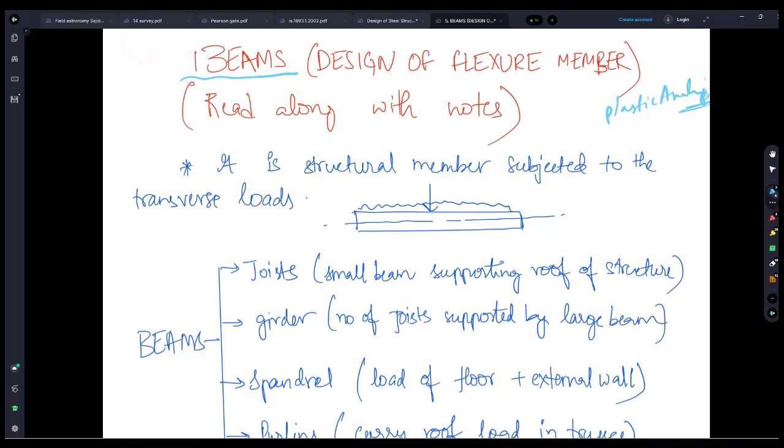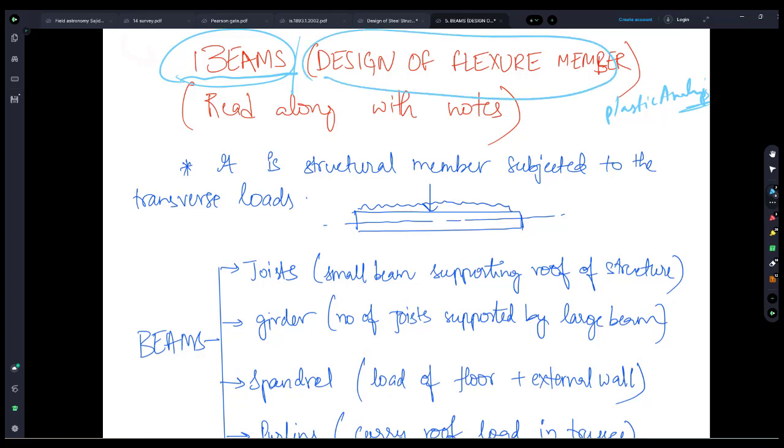Now coming to this topic of beams, which was left from our modules of steel structures. I am finishing it right now. So this topic beams, in some textbooks it is also given as design of flexure members. In some textbooks it will be just given as chapter name beams, and in some textbooks it will be given as design of flexure members.